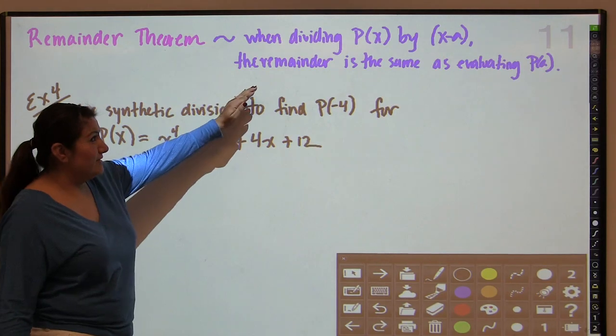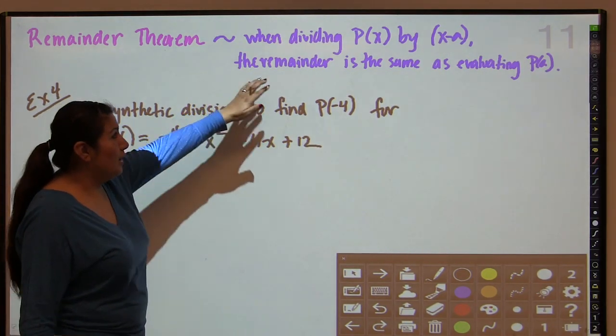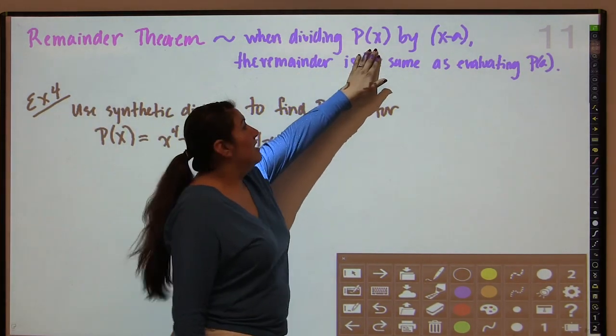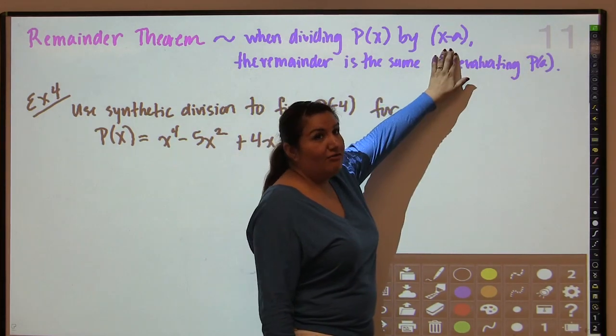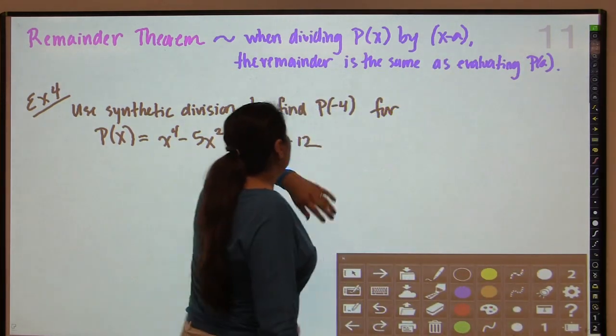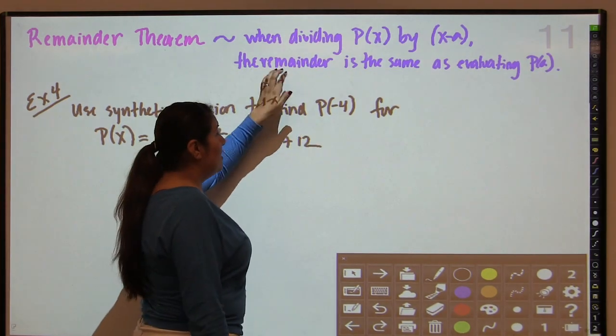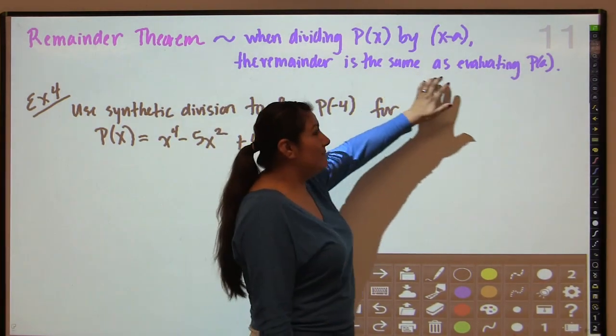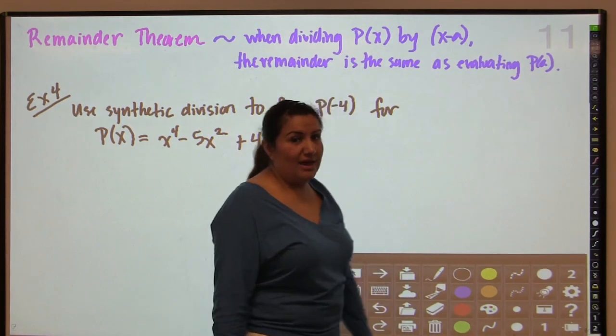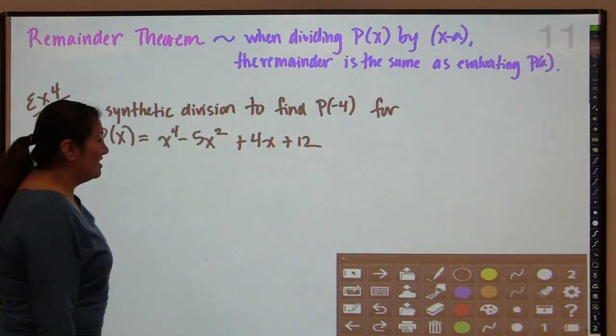This is what the remainder theorem says, that when you divide a polynomial, we're going to call it p of x, by some linear factor like x minus a, then the remainder of that division, so when you divide, you get a remainder. That remainder is the exact same thing as evaluating p of a. And if that still doesn't make sense to you, I will explain it to you.